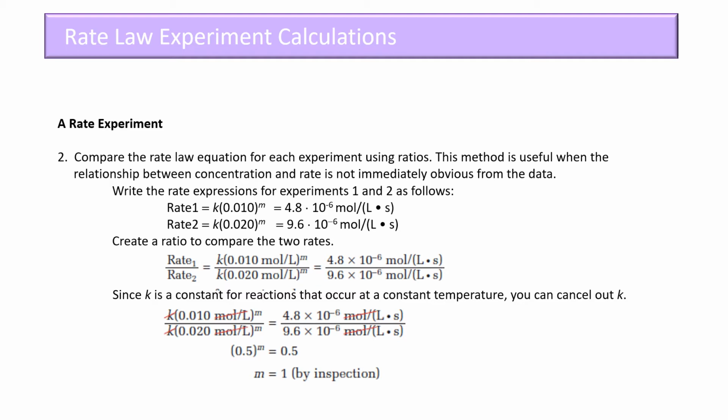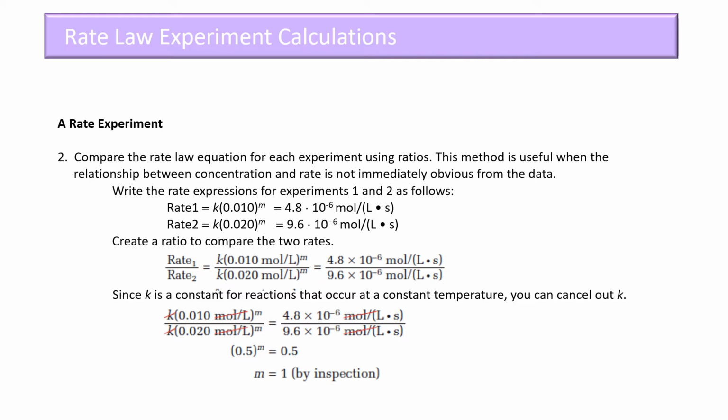Number 2, a second method: compare the rate law equations for each experiment using ratios. This method is useful when the relationship between concentration and rate is not immediately obvious from the data.